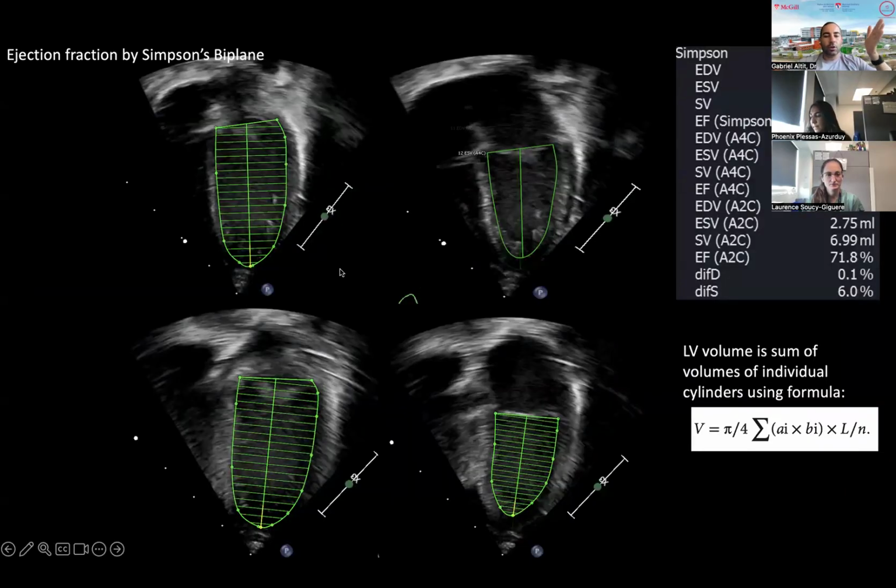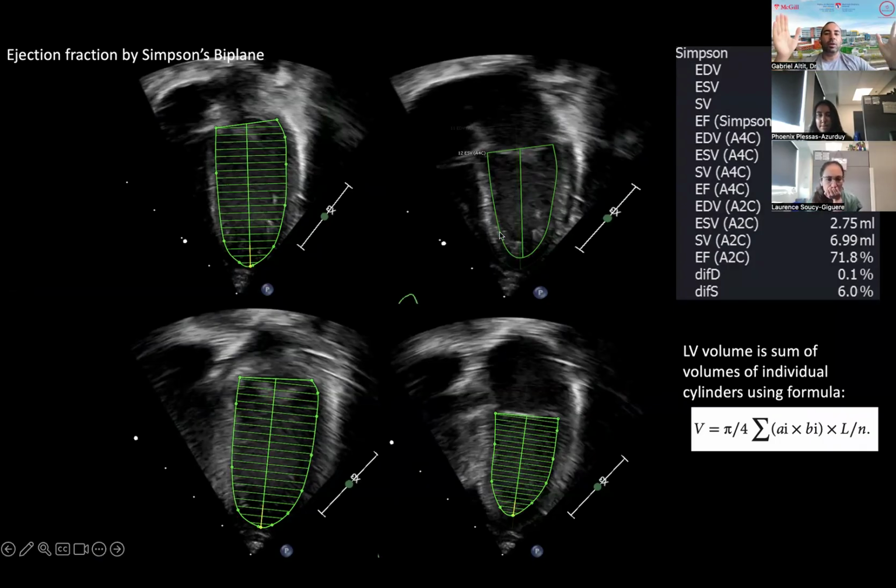Perfect. So how does it look when we do what we call an ejection fraction by Simpson? Simpson uses an equation where you're drawing your LV volumes in both diastole and systole. So here, this is in the apical four chambers. So you want to trace your endocardium when the valve is closed at the peak of diastole. Typically, that's just at the QRS or just before the QRS.